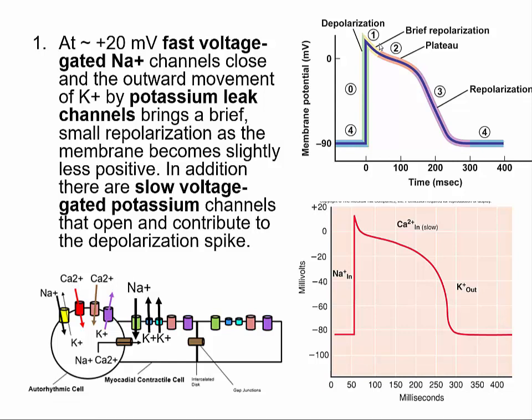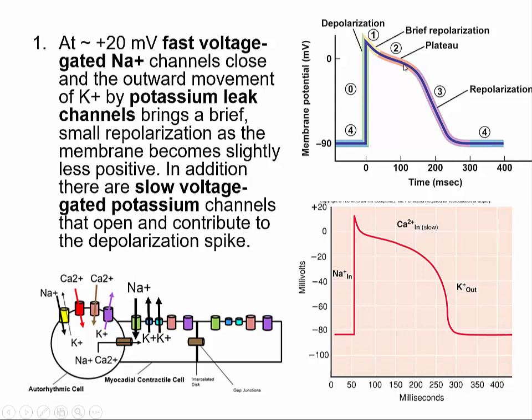You also have another special channel called a slow voltage-gated potassium channel. That opens up to also allow potassium to leak through. At what voltage does it open? At about positive 20 millivolts. Potassium is moving out, which causes this brief repolarization. And that potassium is going to continue to move out all the way down here to the resting membrane potential.